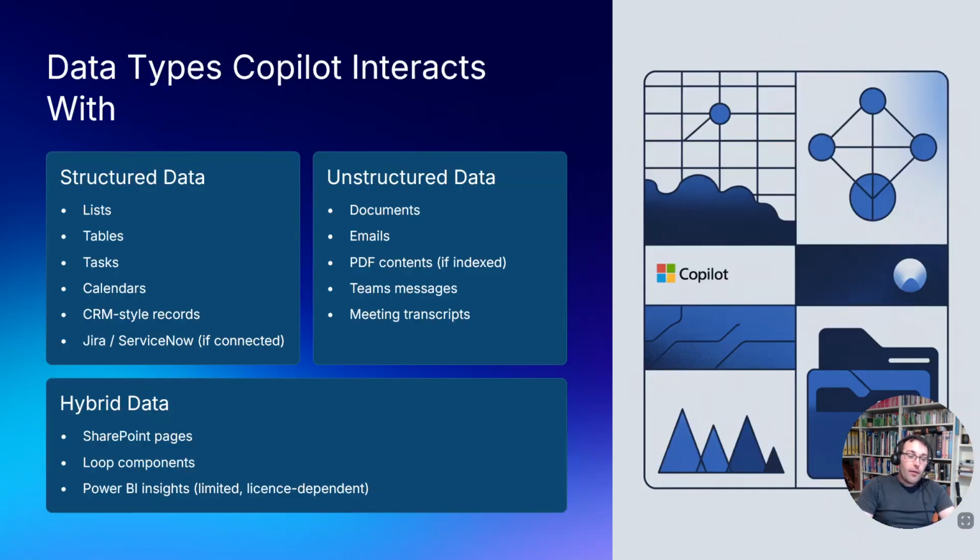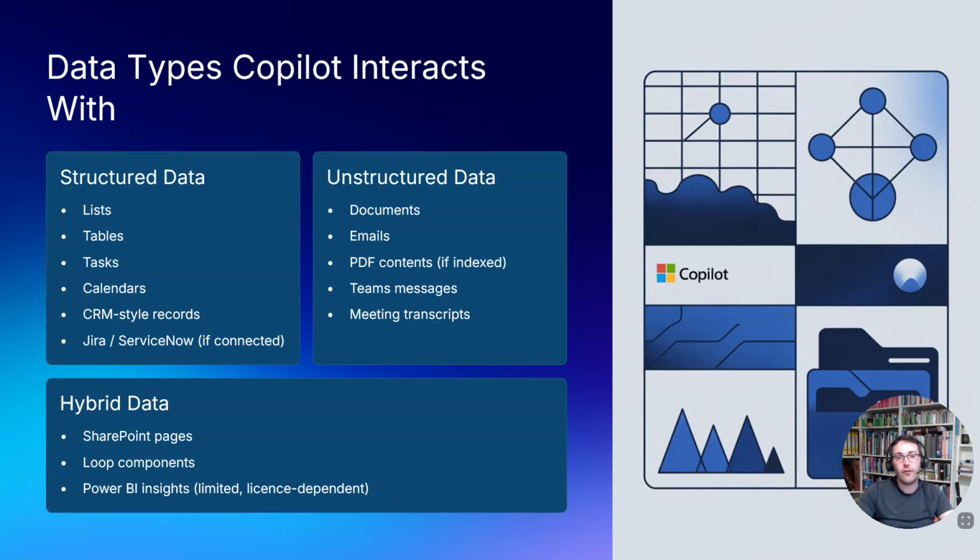So data types Copilot interacts with, I think, is really important. It's structured data and unstructured data, and it's hybrid data. It's information throughout the environment. So when we talk about structured, we're talking SharePoint lists and tables, specific tasks, predefined information in calendars. If it's connected to things like ServiceNow, which guess what, it can be, then it's going to be focusing on that structured data, ordered information.